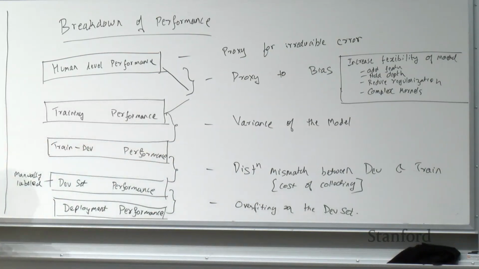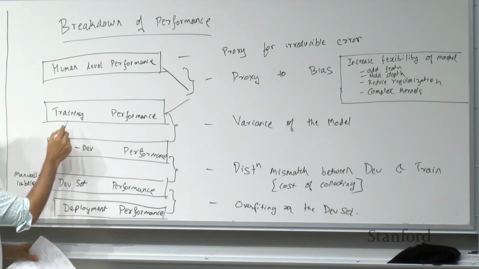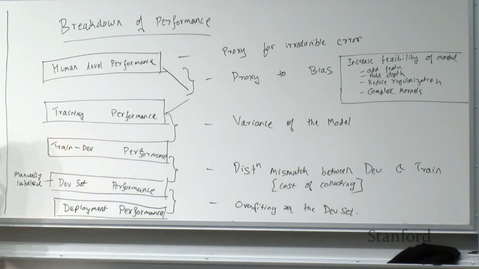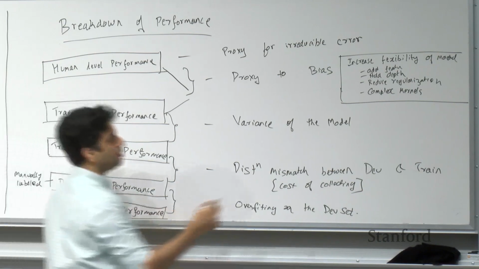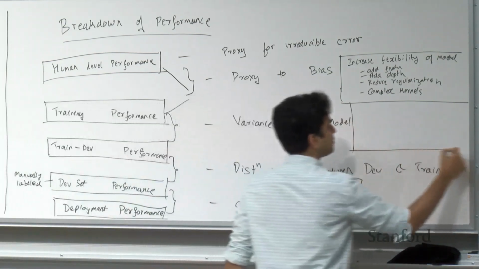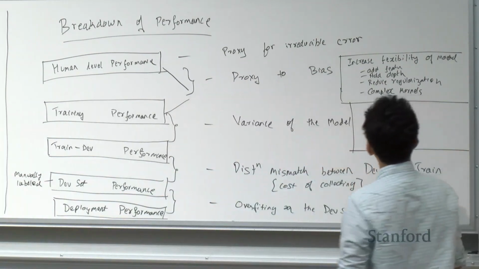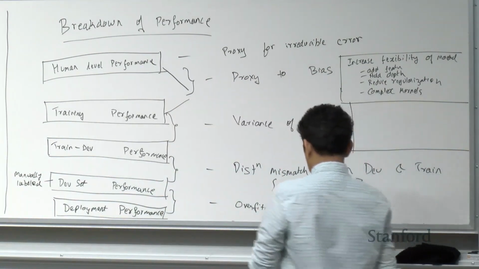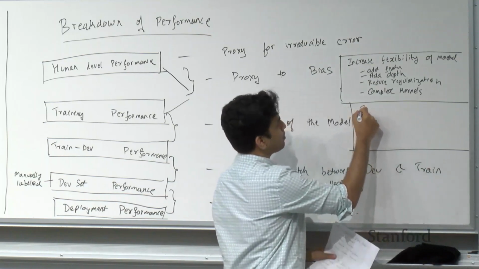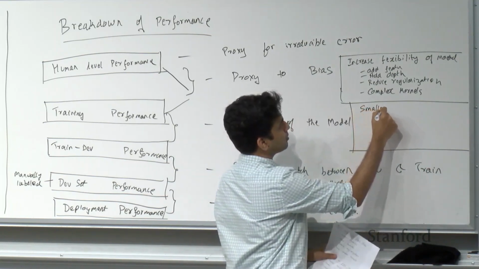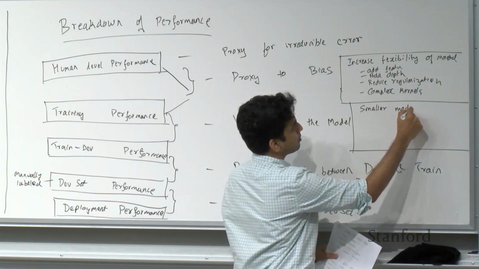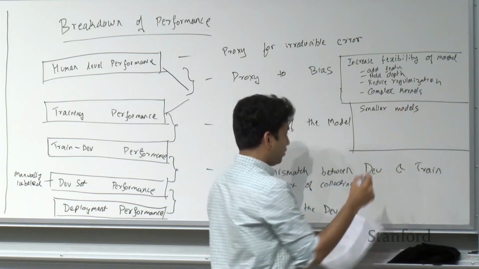Now, what if the gap between the training performance and the train dev performance is more? What can we do there? So what can we do here? Everything opposite. Look for smaller models, and fewer features.